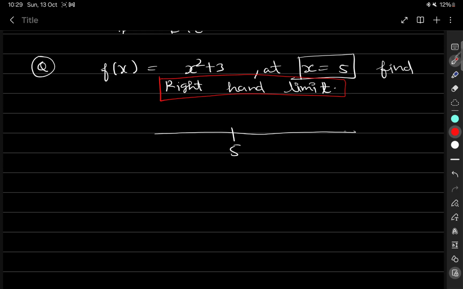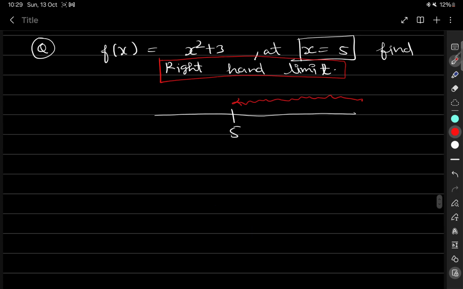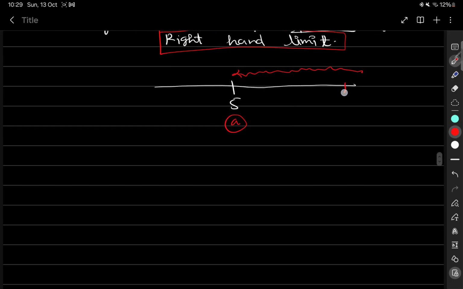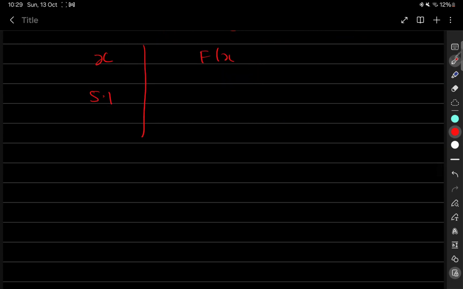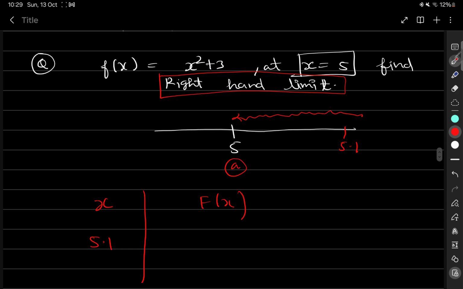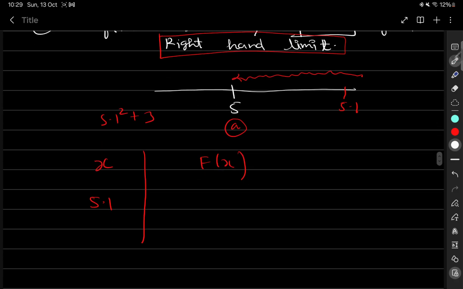So how do we calculate RHL? When we approach towards a from the right hand side. This one is a, and from the right hand side we will get the RHL value. So take any value like 5.1. If I take x, and this one is function of x, I am taking 5.1. So what f(x) will I get? This one is 5.1 square plus 3. What am I getting? I am getting approximately 29.01. Got it? So that is it.